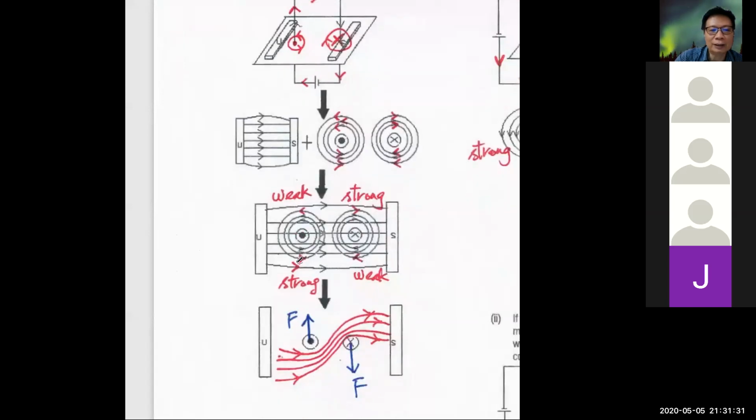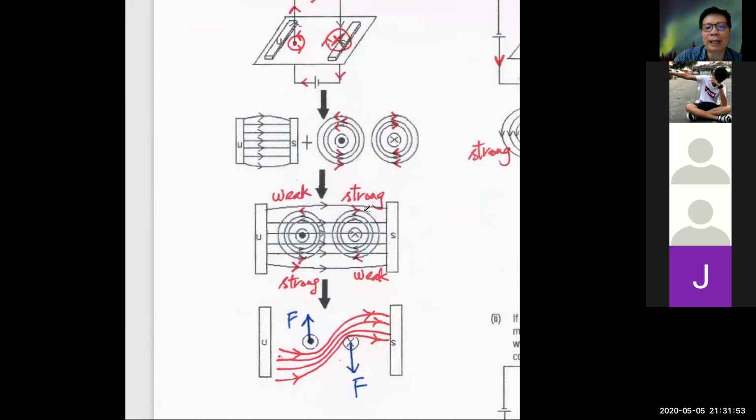Why here is weak, strong, strong, weak? Why is it strong here? Opposite direction. Yeah, here same direction, correct or not? Yes. Same direction, so here becomes strong. Up here, opposite direction, so weak.